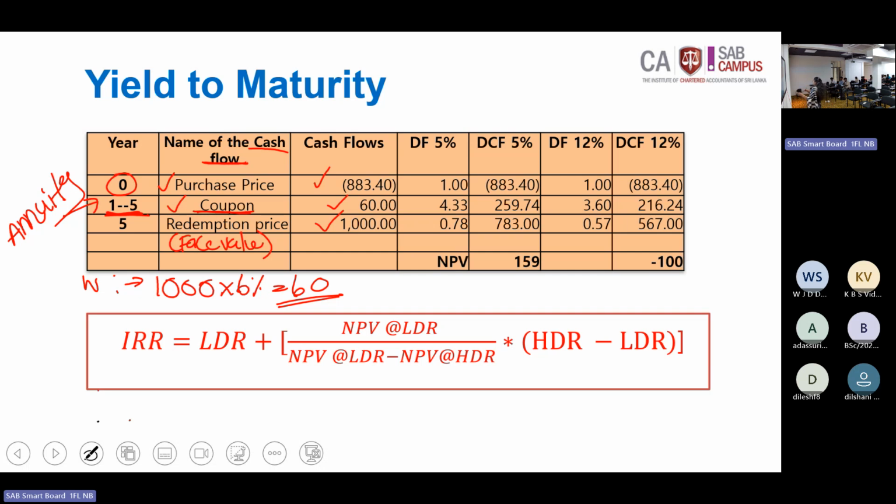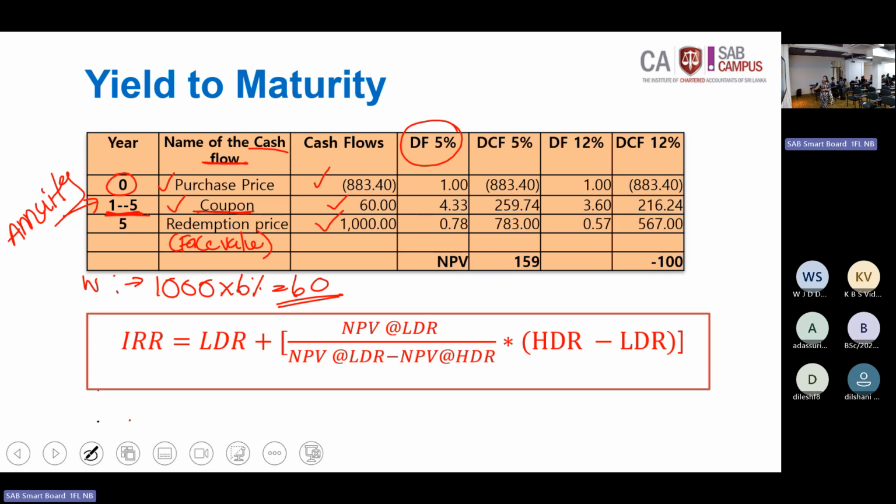Right? Okay. Now, we'll apply the discount rate 5% first. Apply the discount rate and quickly take the discount factors. For the coupon, you need to take the annuity factor, not the discount factor. Why? Because we are considering it as an annuity.